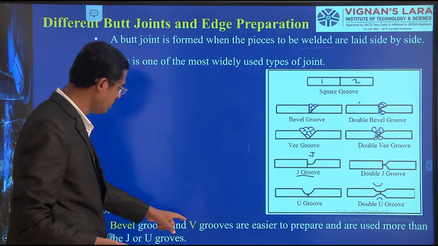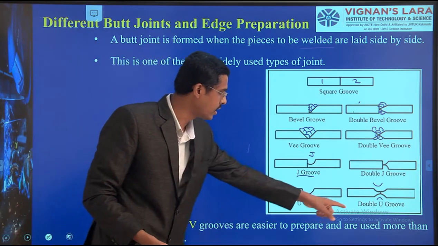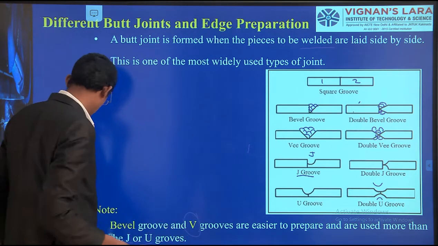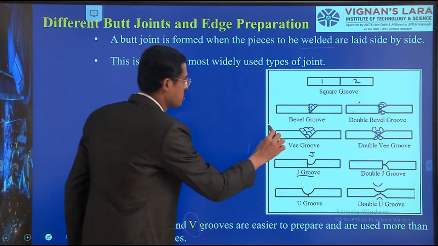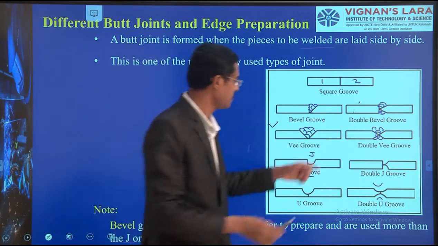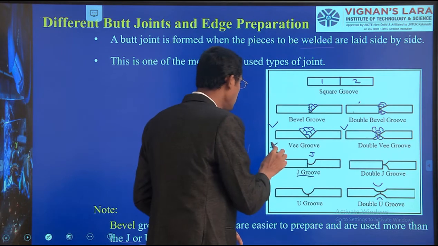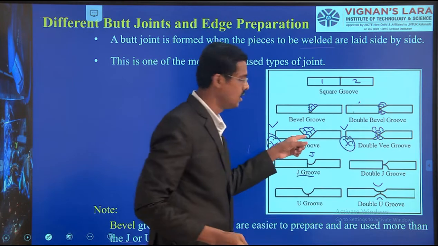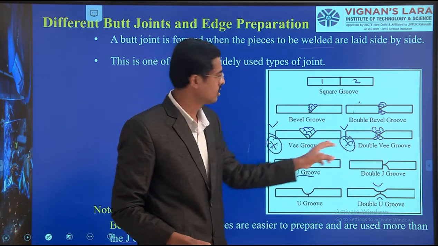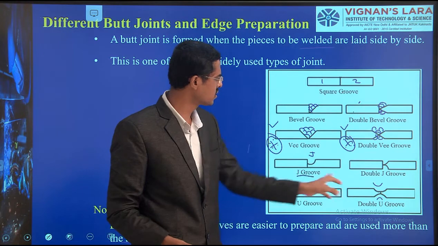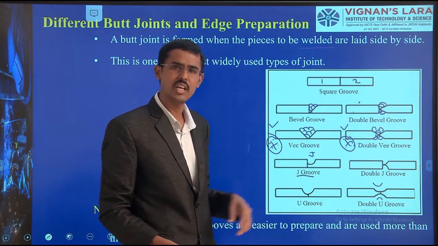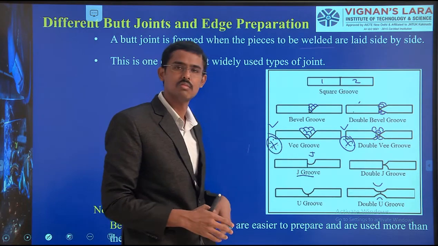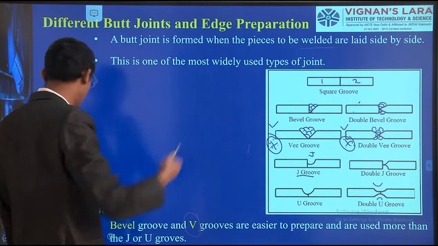The bevel grooves and V grooves are easy to prepare and are used more than the J and U. So V is mostly used. This V, it means this one. This V and double V are mostly used everywhere. So among all configurations, less thickness, more thickness, the configuration is over. Why do we want the complexity of creating a J? It is more complex than creating a chamfer. This is easier than this. Okay, so we prefer those.